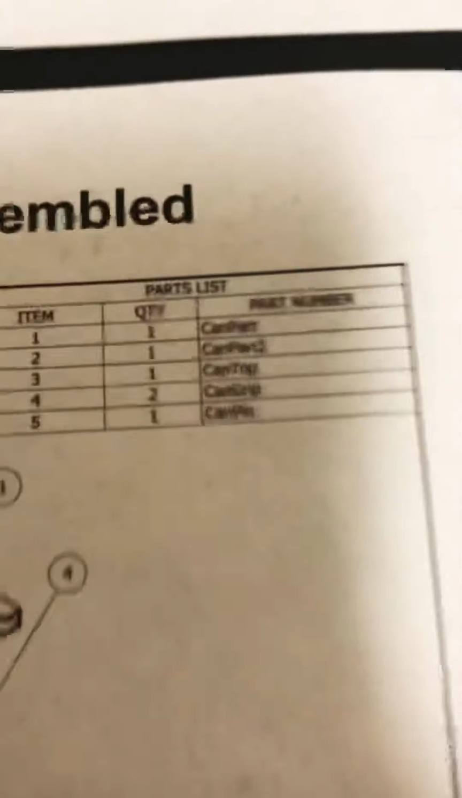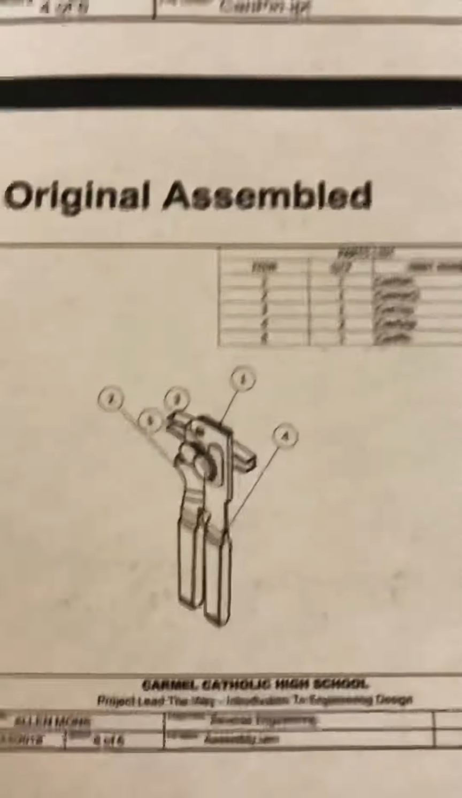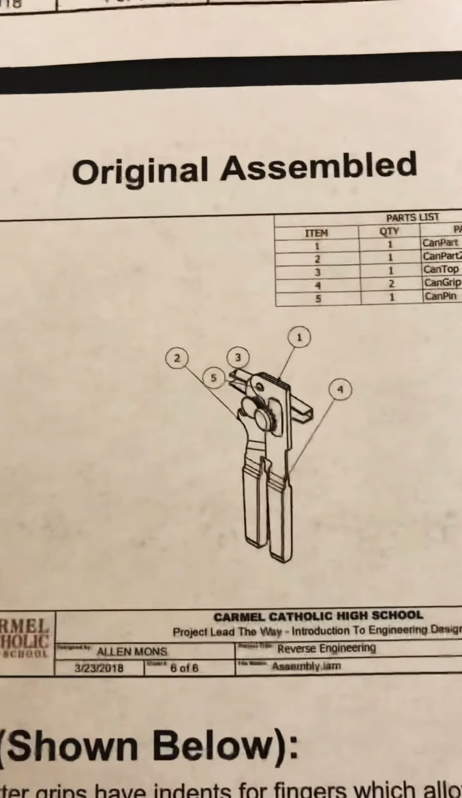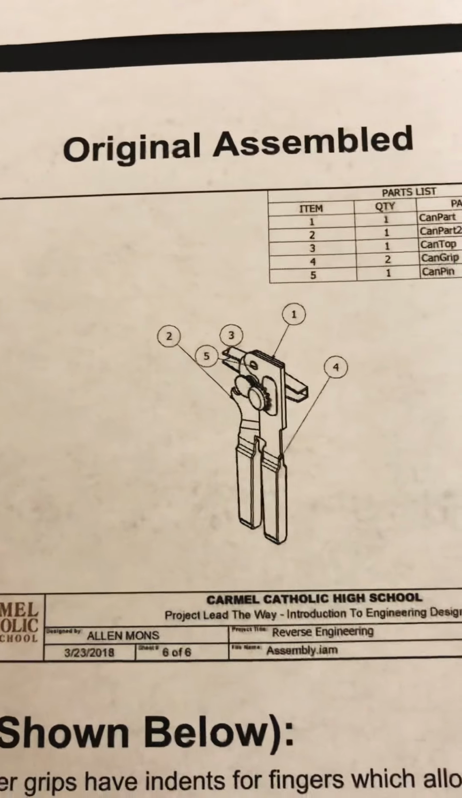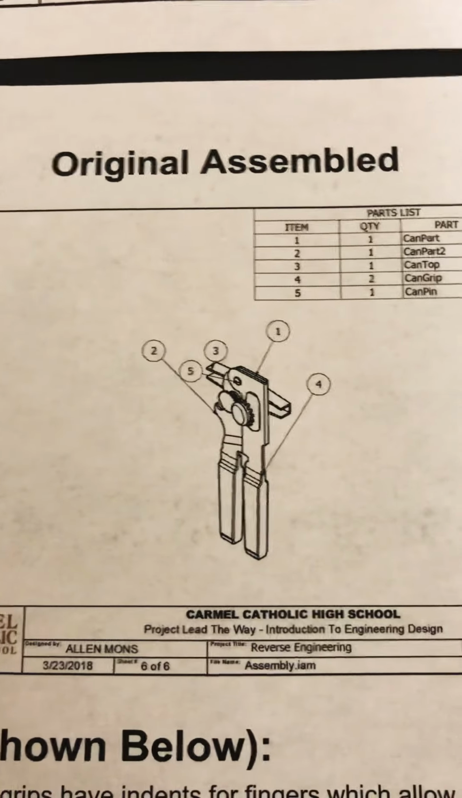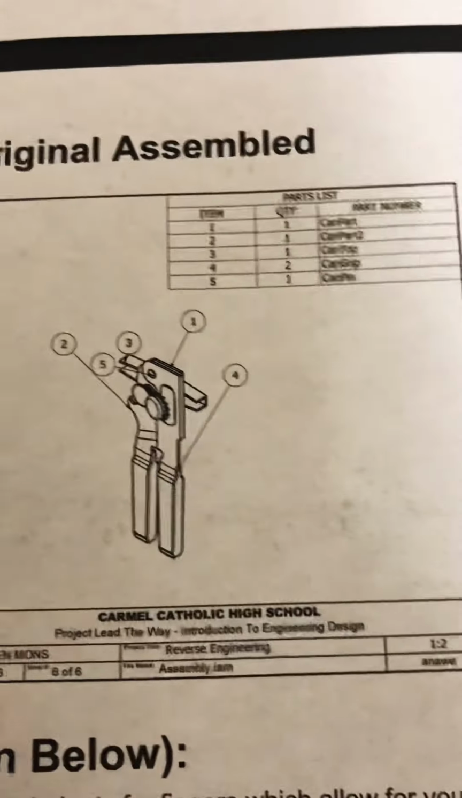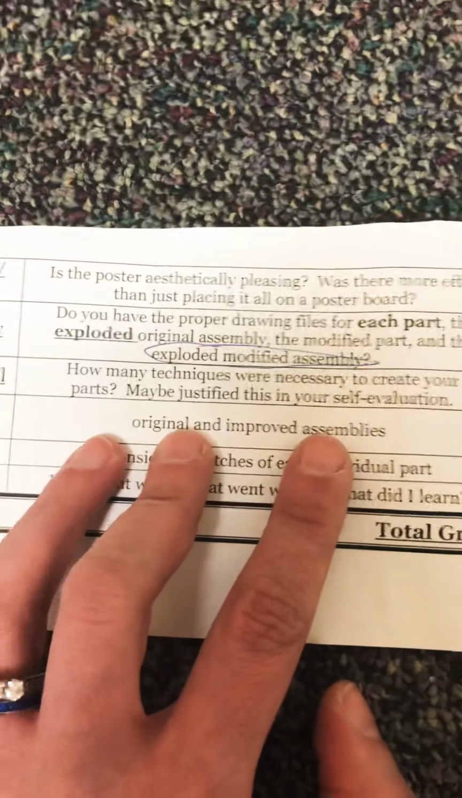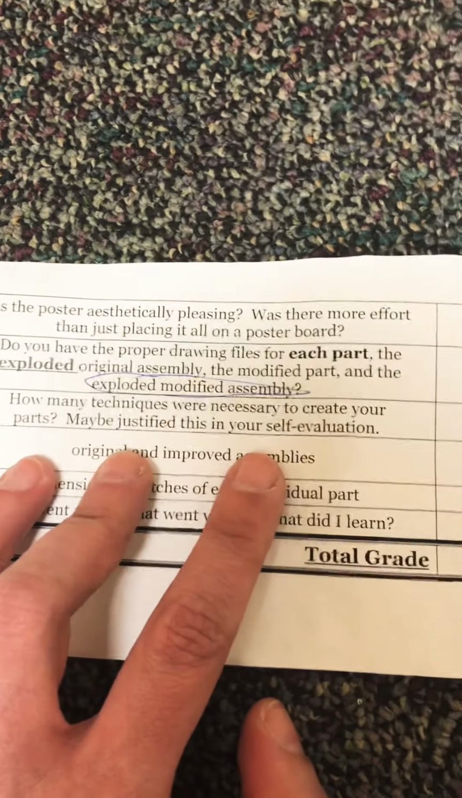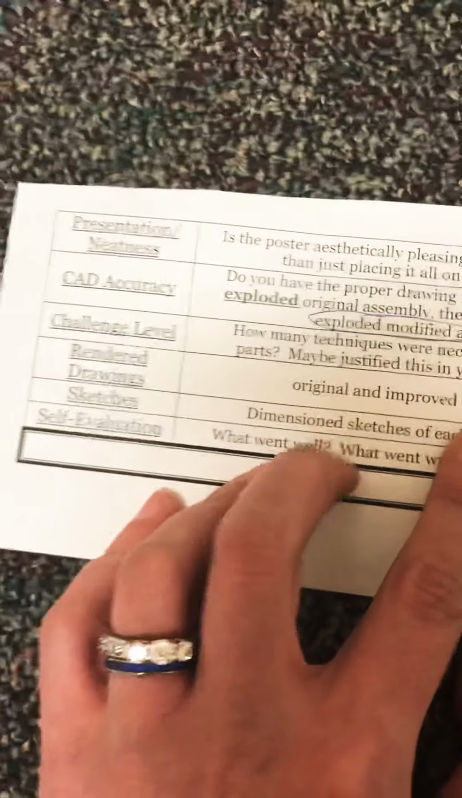Here is another example of the original assembly. He remembered to do the balloons, but I would have tweaked these a little bit further out so that I could see the exploded view. It still looks like it's in one piece to me. Challenge level. How many techniques were necessary for you to create? Maybe justify this in your self-evaluation. We'll get to that in a second.